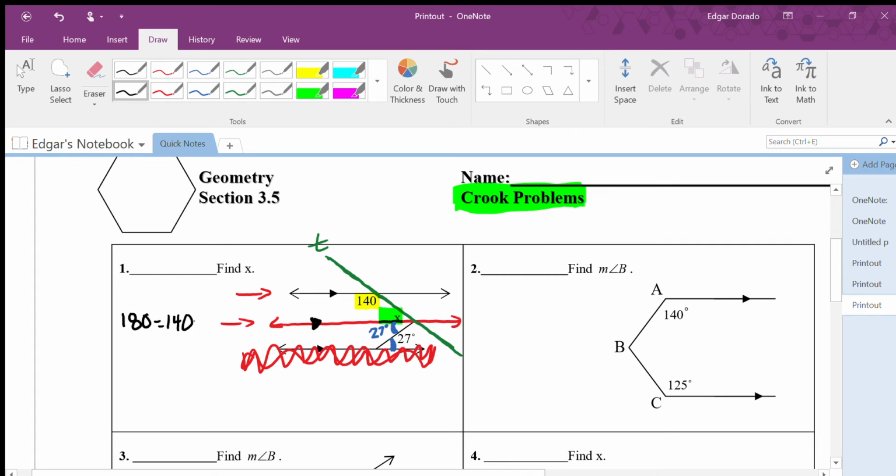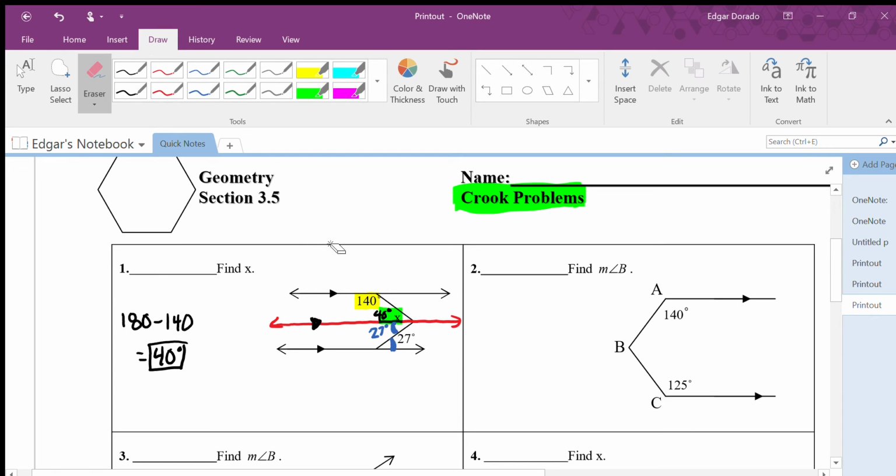then I could do this. Oops, sorry. I could take 180 and subtract the 140 that I already know, and I should get my result. My result is that the remaining angle, that green angle, must be 40 degrees.